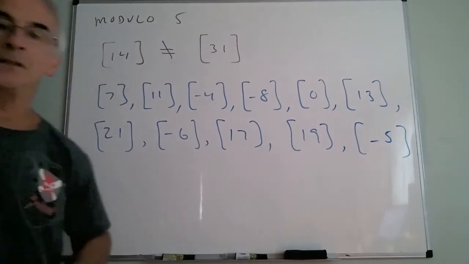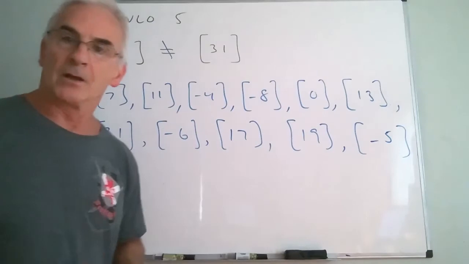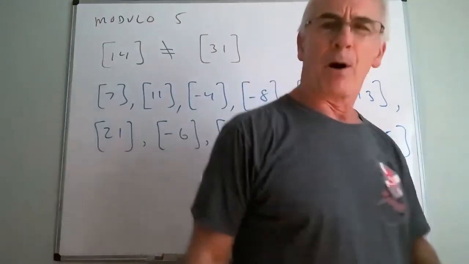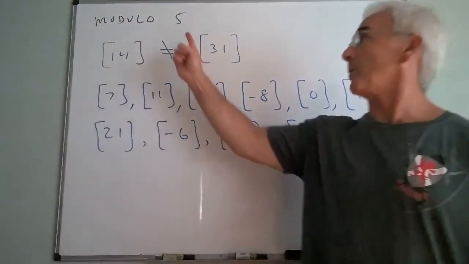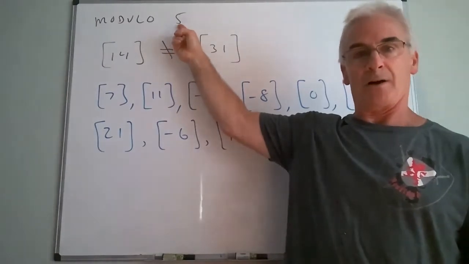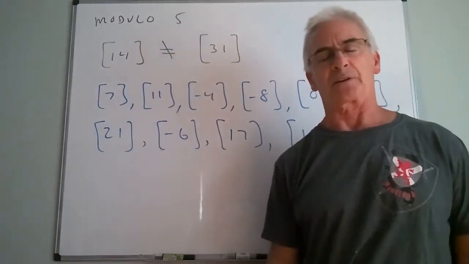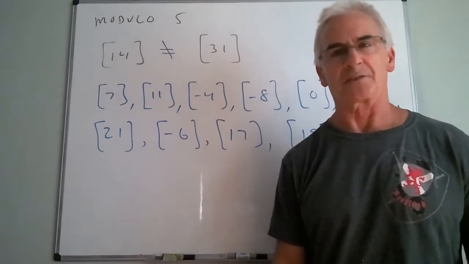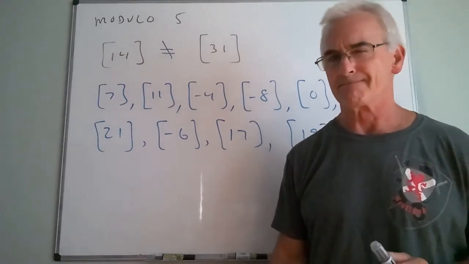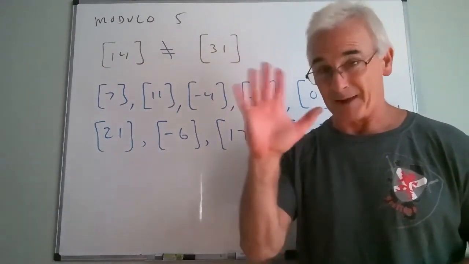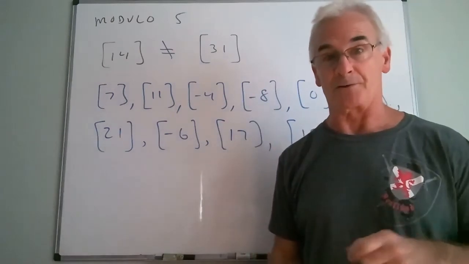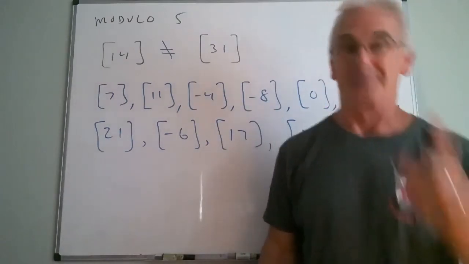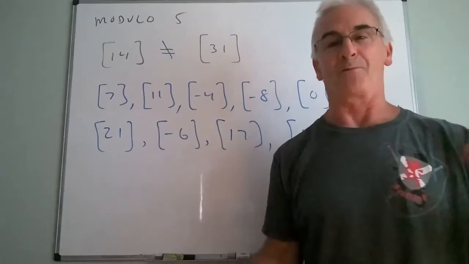I gave you 11 statements. How many possible equivalence classes are distinct if I'm doing modulo 5? How many distinct equivalence classes would there be? That's not a trick question. Careful. 5. You have to be 5, because what are my possible remainders? 0, 1, 2, 3, 4. Yeah, oh yeah, we forget the 0.